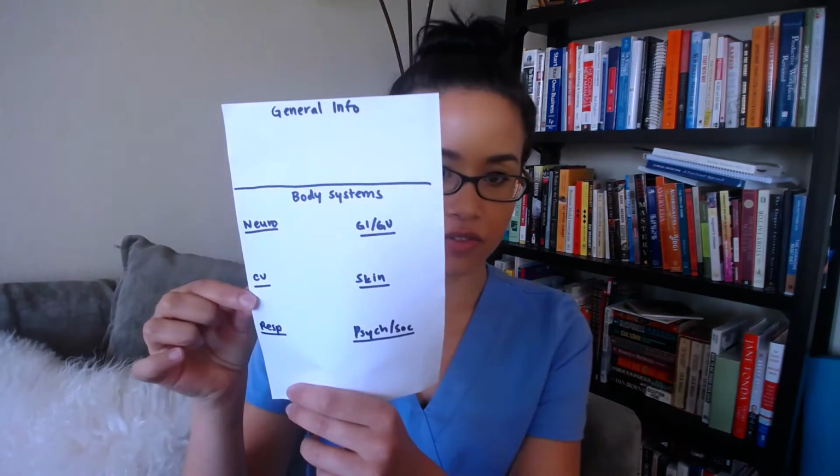These are all included in neuro, along with any sort of information about if they've had a stroke or an abnormal EEG. Anything that's pertinent to the history that needs to be included in body systems is obviously covered, but this is just a general overview. The next section is CV, which is cardiovascular.